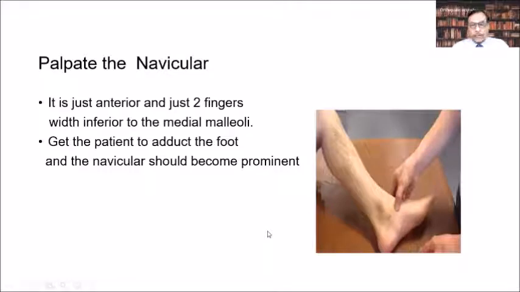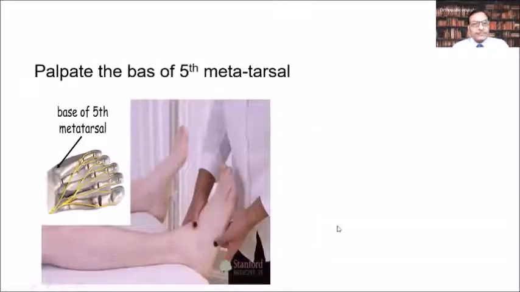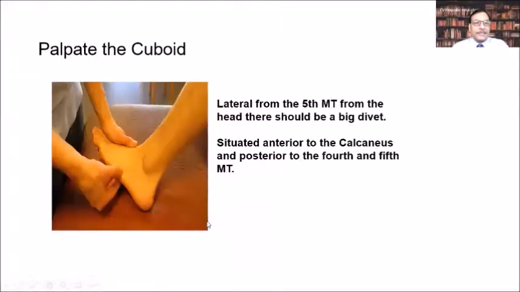How to find the navicular? Two finger breadths inferior to the medial malleolus on the anterior side. This is how you feel it. You will feel a divot, and this is the navicular you are feeling. And at this time, you can adduct the foot a little, it will be more prominent. The 5th metatarsal base is easily palpable. So you follow the metatarsal and the base, you can have the idea.